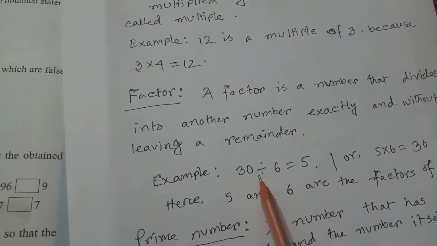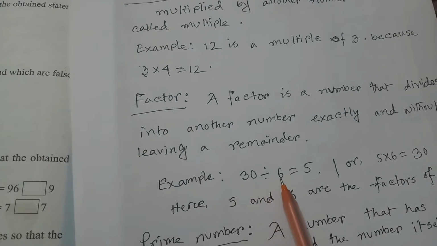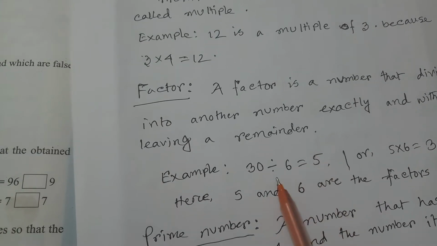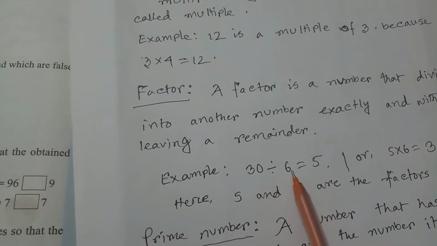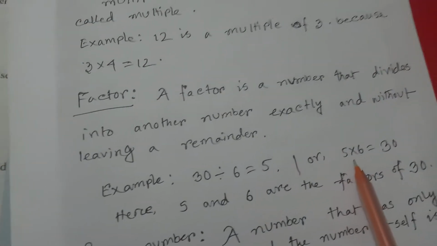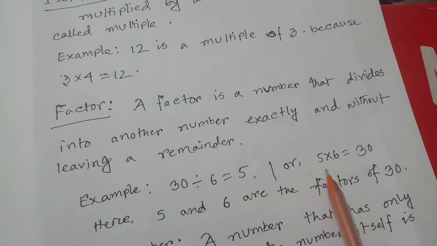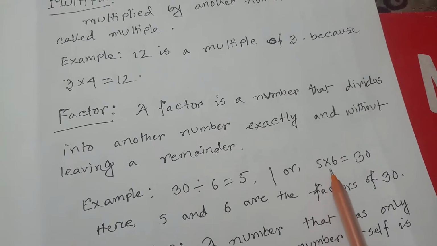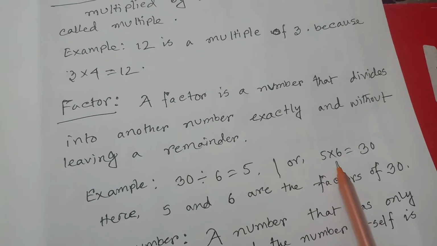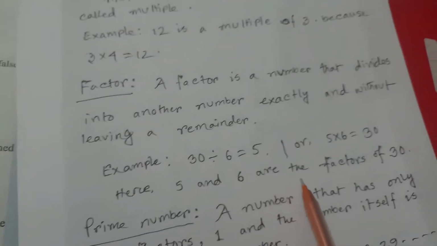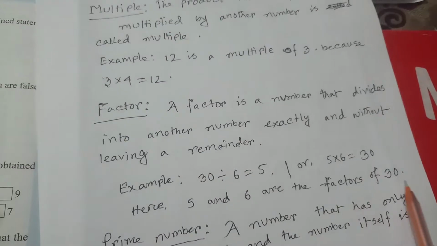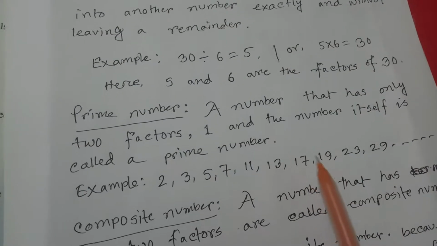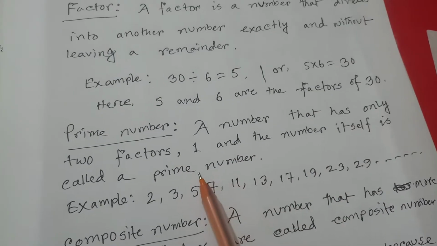Here 30 is a number and it is divided by 6 equals 5. Here 5 is a factor of 30 and 6 is also a factor of 30, or 5 multiplied by 6 equals 30. That means 5 and 6 are two factors of 30. Here 5 and 6 are the factors of 30.